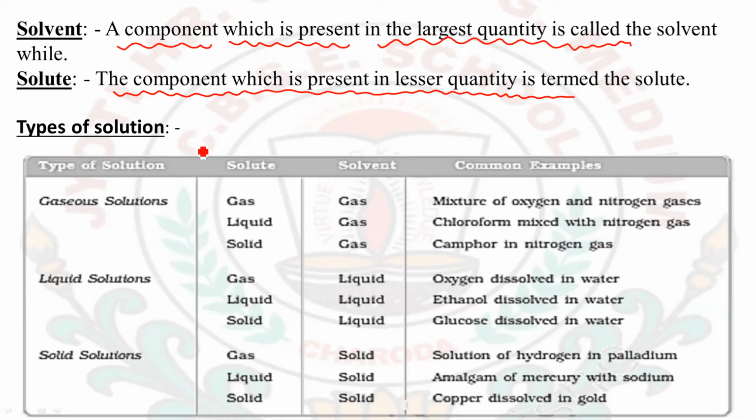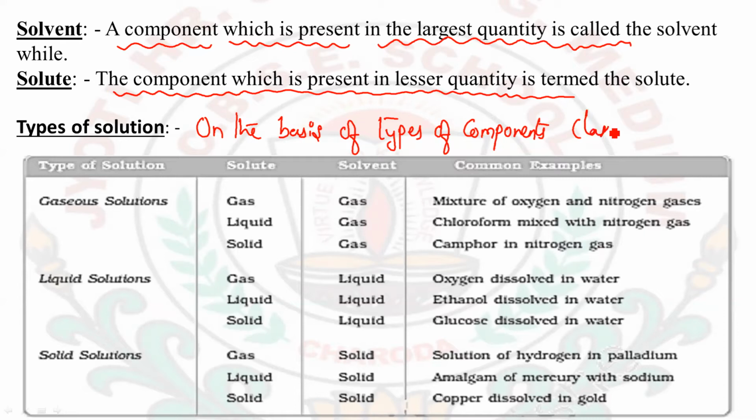On the basis of the types of components, the classification of solutions is as follows. First is the gaseous solution, and the gaseous solution can be of three types.